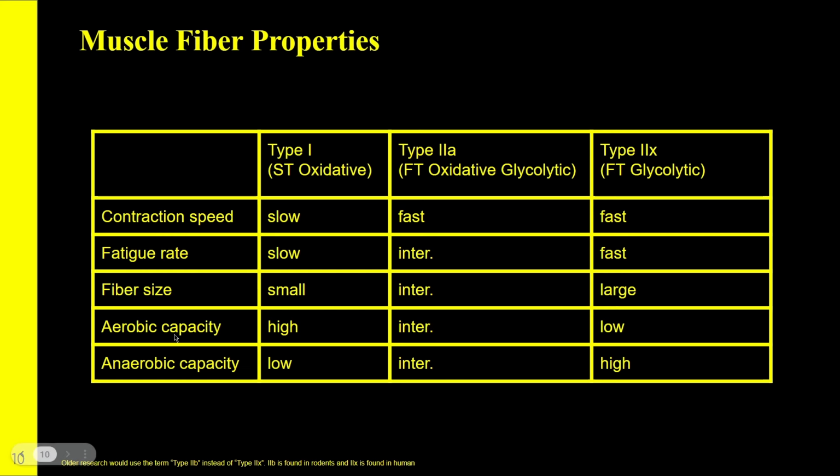Aerobic and anaerobic. Aerobic capacity basically just means are you using oxygen or not. For endurance, type 1 really does. And then as it goes down the line, it doesn't. Anaerobic is not using oxygen at all.